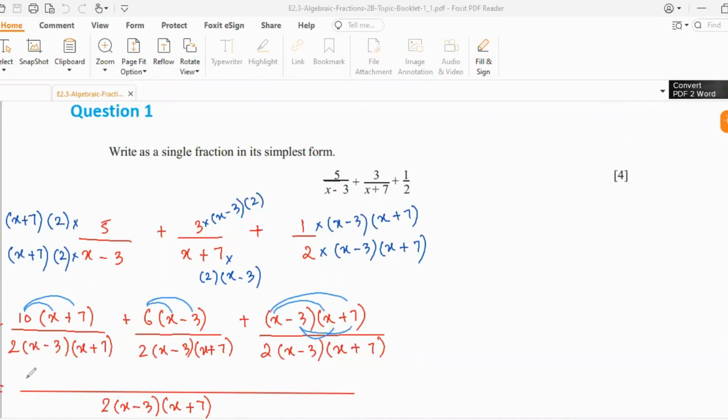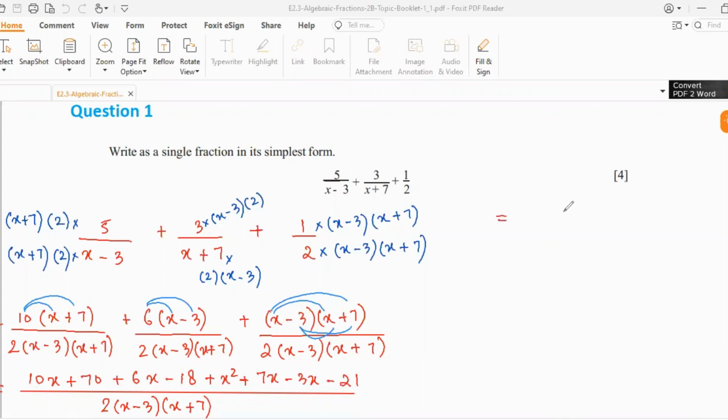So basically, 10x plus 70, plus 6x minus 18, plus x squared plus 7x minus 3x minus 21.